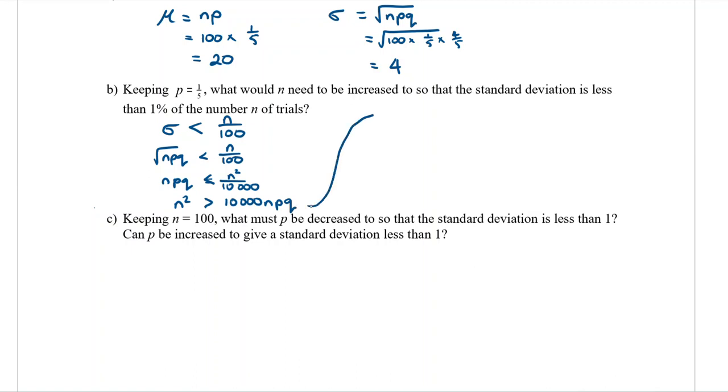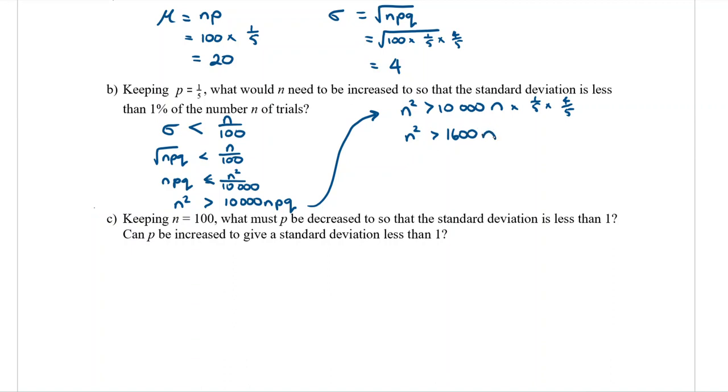Let's come over here. N squared. I'm going to get rid of the n's as well. I'm just going to save that for my last little bit. My 10,000 n times p is 1/5 and q is 4/5. When you times the 10,000 with the 1/5 and the 4/5, you get 1,600 n.